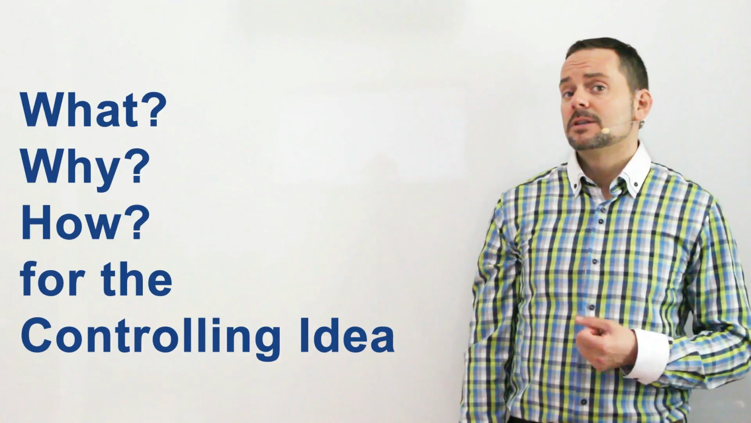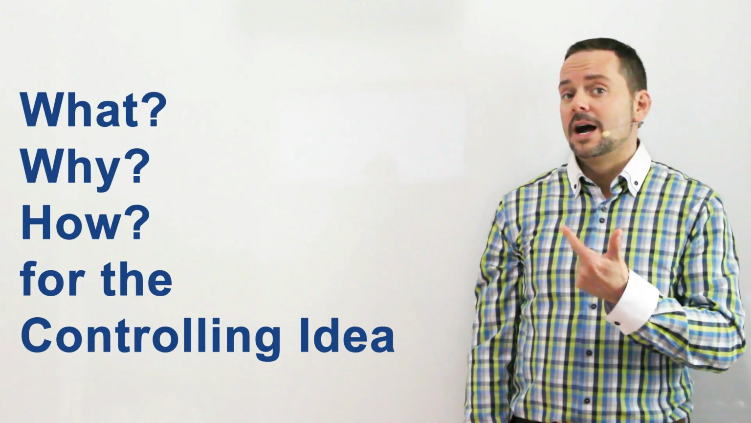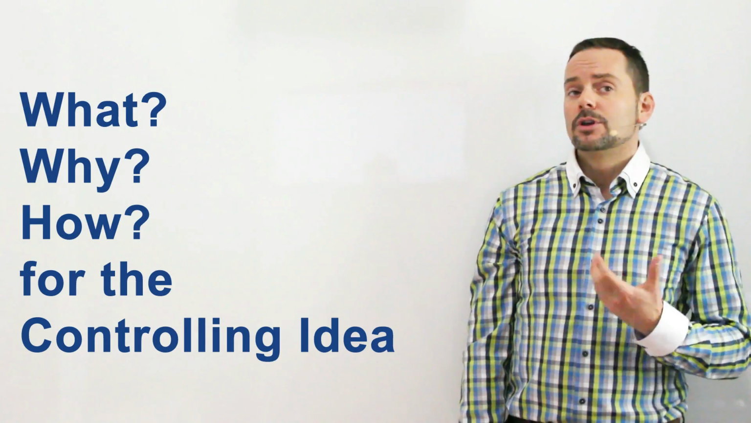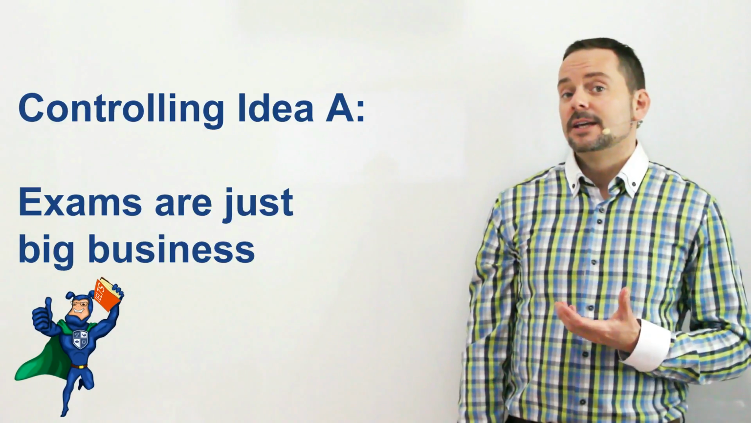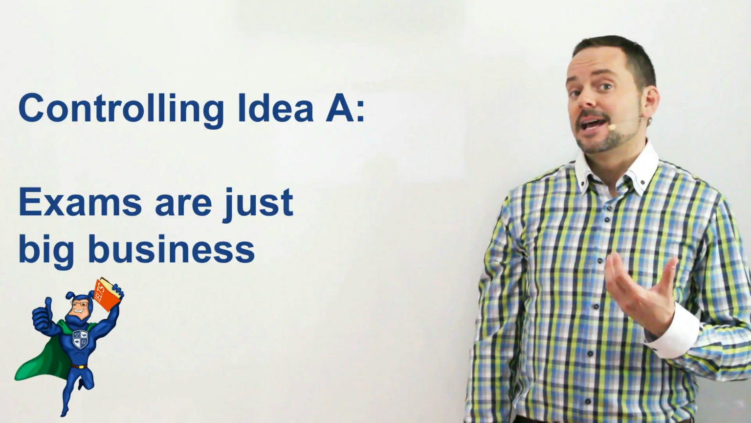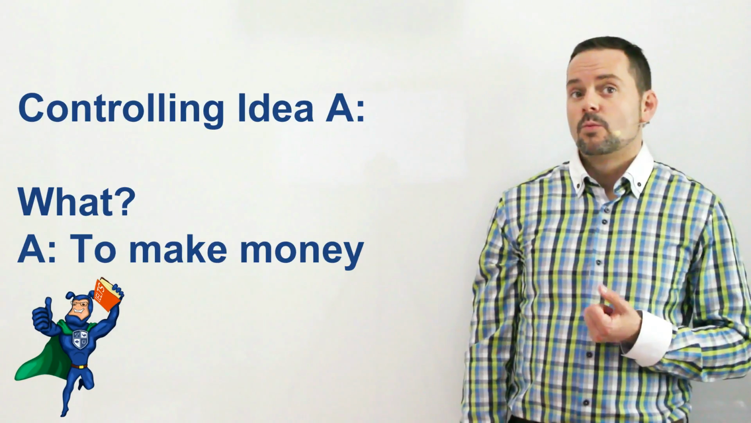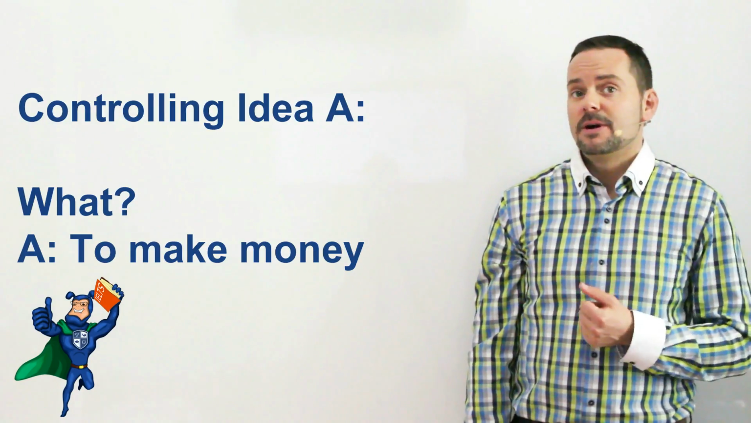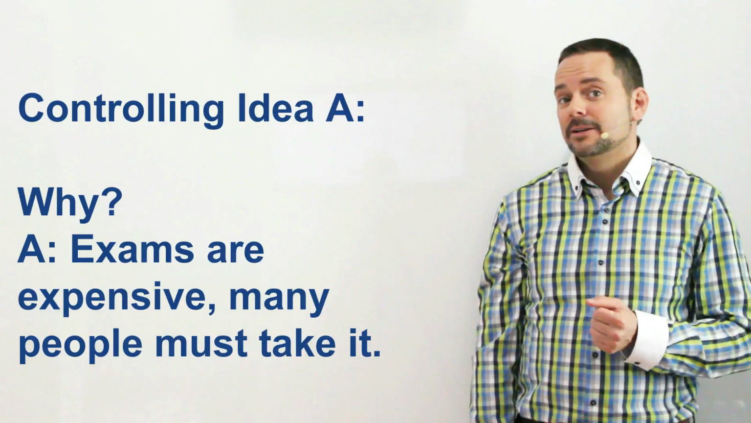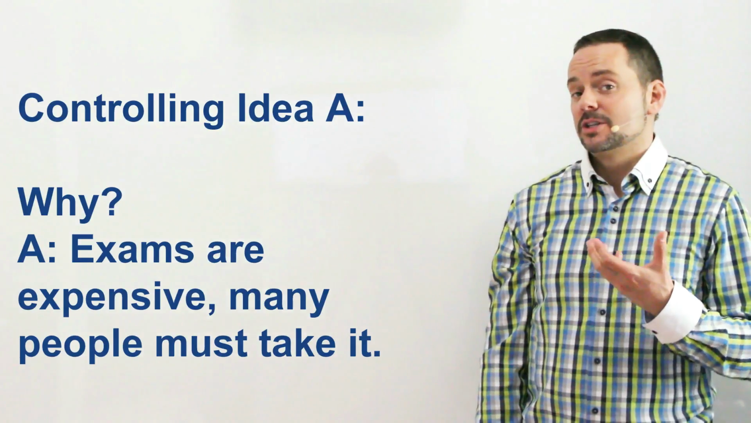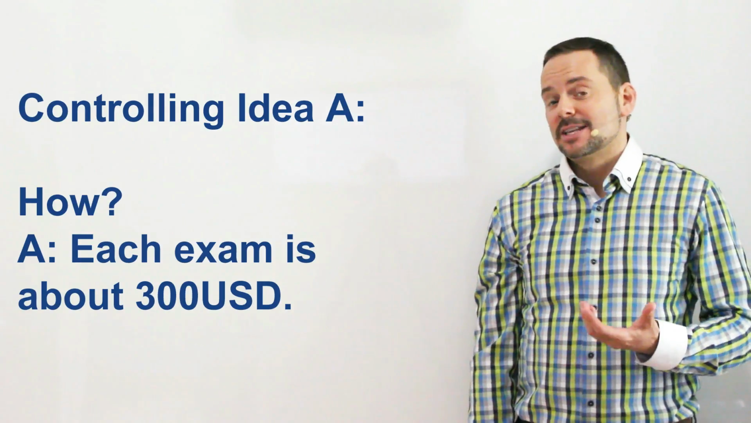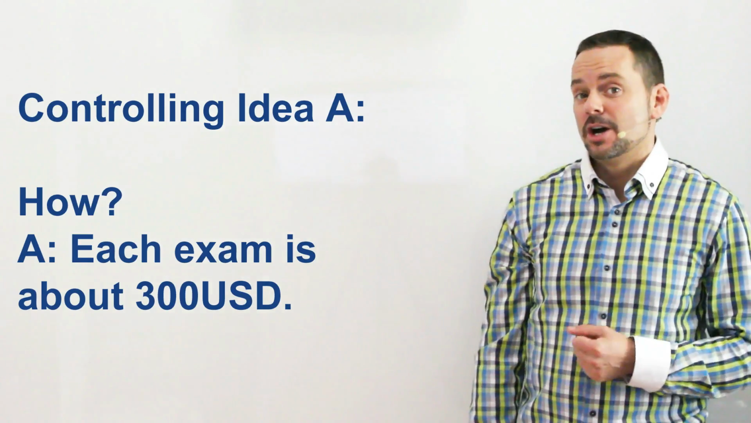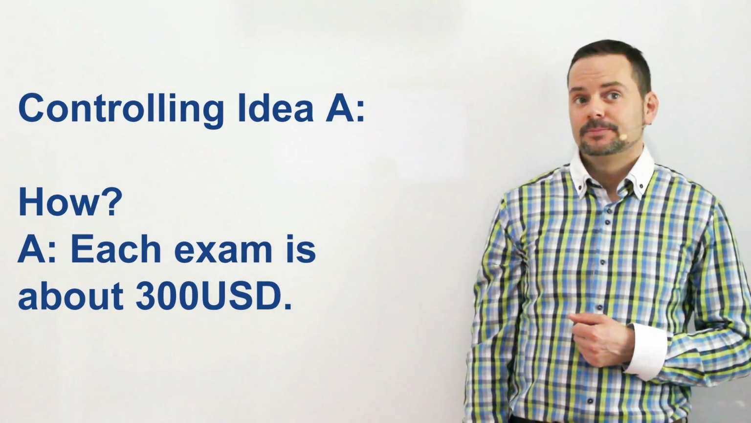Okay, let's repeat the same what, why, and how for the controlling ideas. The controlling idea that these exams are just for business. What? To make lots of money. Why? Because these exams are expensive and a lot of people have to take them. How? Each exam costs around $300 US.